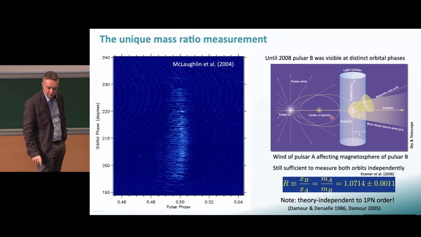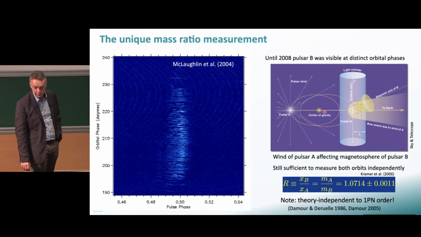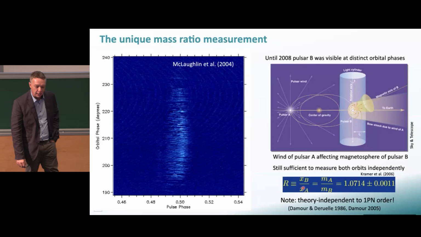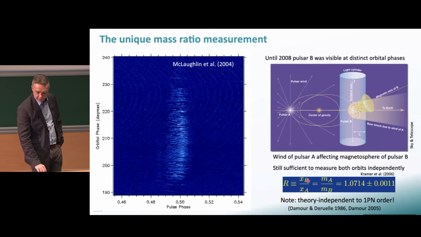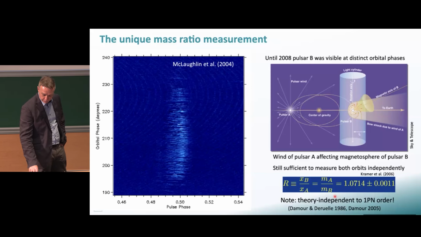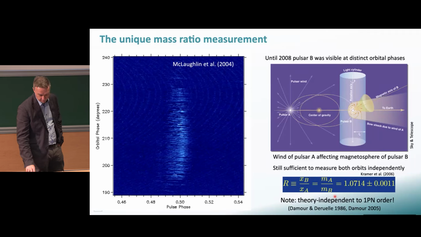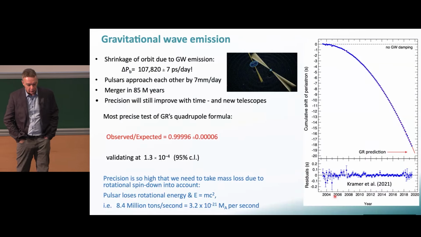Nevertheless, having at least some detections across the orbit allows us to measure the orbit independently for B and A, and that allows us to point out that the ratio of the masses is the inverse ratio of the orbits, and that gives you this mass ratio of 1.0714. And to at least the first post-Newtonian order, this is independent of your theory of gravity. So this is a unique new constraint that we don't have in any other binary pulsar. Not then, not yet, not now. I'll come back to that.